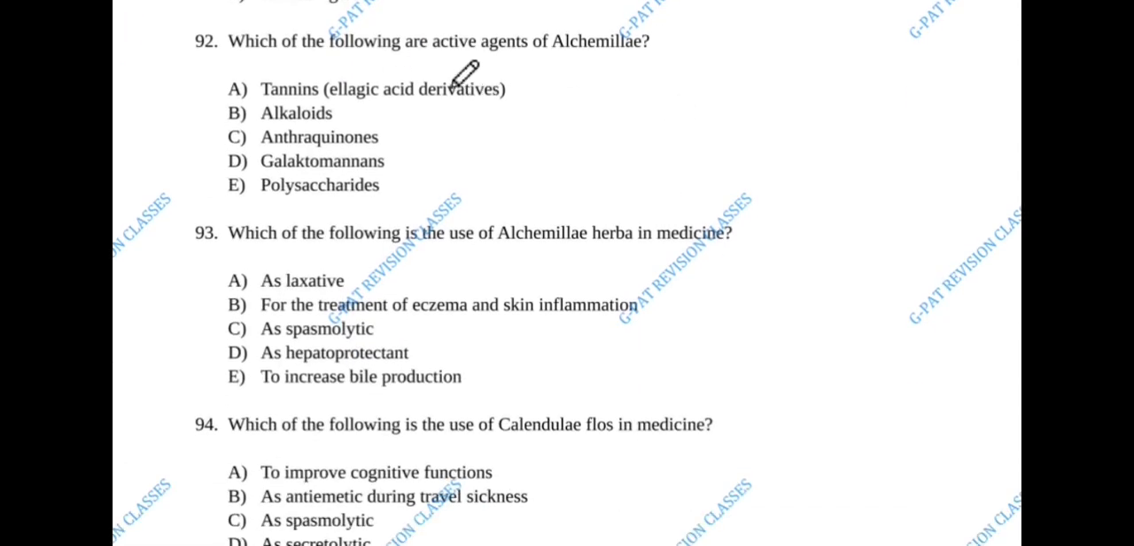Which of the following are active agent of alchemilla? The answer is A. Tannin, that means ellagic acid derivatives. The answer is A. Okay. Next is 93 question number.